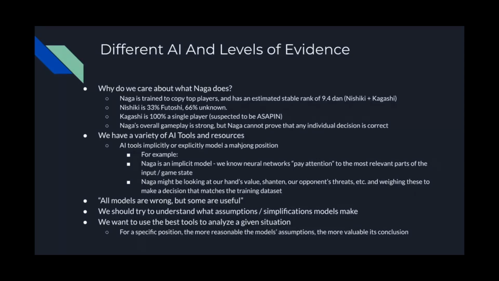We know that Nishiki is trained on logs where 1/3 are from Futoshi, who is a Tenhou player and a professional. And we don't know who the other 66% of the logs are from. And we know that Kagashi is 100% a single player, and people think it is Aspen. I guess some things that Aspen and Kagashi share is he does like his Dama and his Tenpai breaks, and he also likes calling and pushing, so I guess that's why people think that. But yeah, Naga's overall gameplay is very strong, but Naga can't prove that any individual decision is correct. And for decisions where we might be a bit skeptical of what Naga's doing, we have a variety of AI tools and resources. And I want to talk about how we can use these to supplement our thinking about the game.